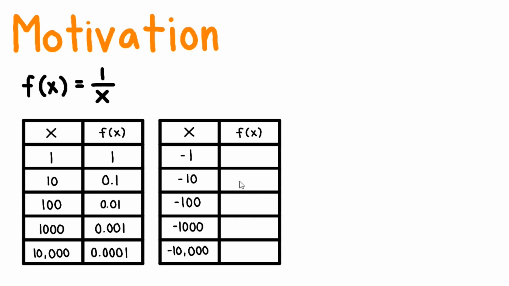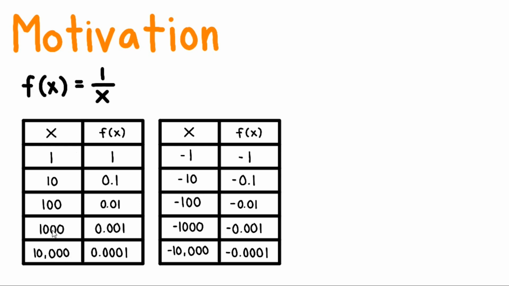Similarly, for this next table, if we plug in x equals -1, then we'll have 1 over -1. This would give us -1. For x equals -10, we have 1 over -10, or in decimal form, this is equal to -0.1. We continue this process until we complete this table. And let's try to make some observations.